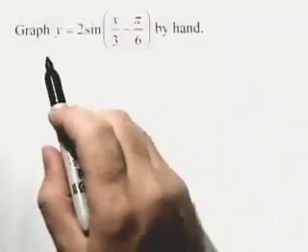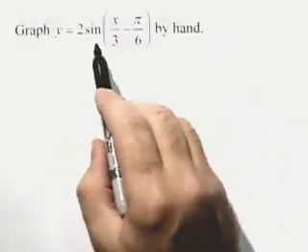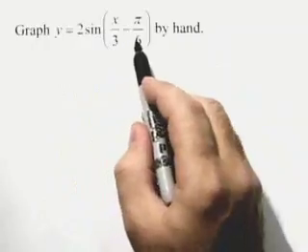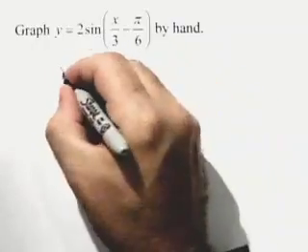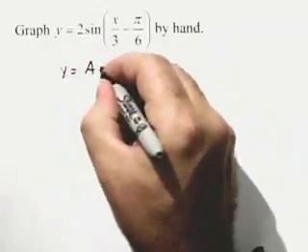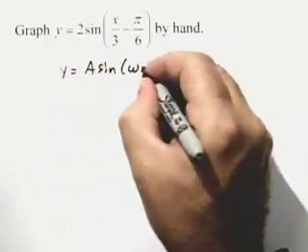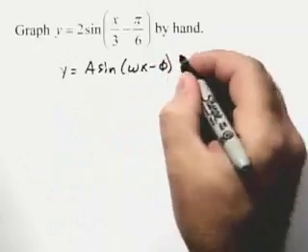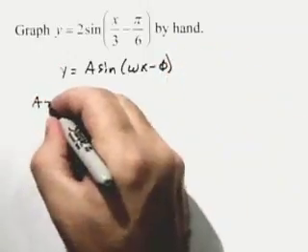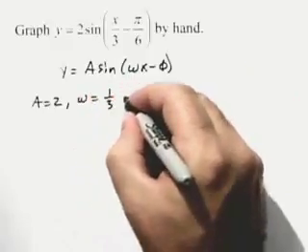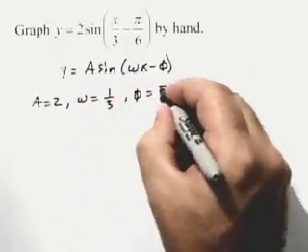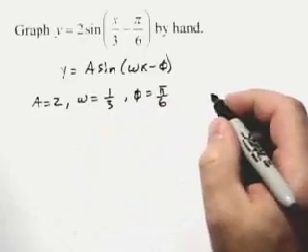In this problem, we're going to sketch the graph of a sine function by plotting points. We want to graph y equals 2 sine of (x over 3 minus pi over 6) by hand. We're going to start by comparing this to y equals a sine of (omega x minus phi). We see that a is equal to 2, omega is equal to 1/3, and phi is equal to pi over 6.